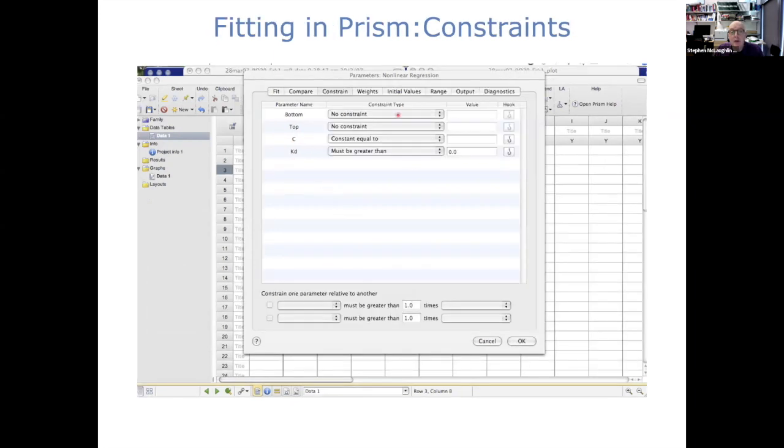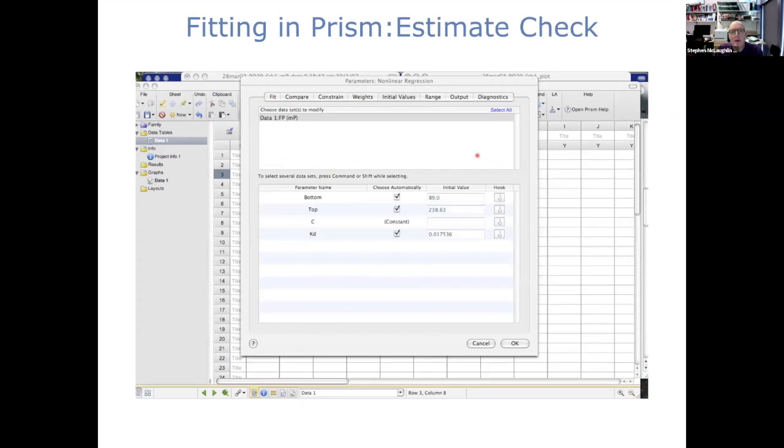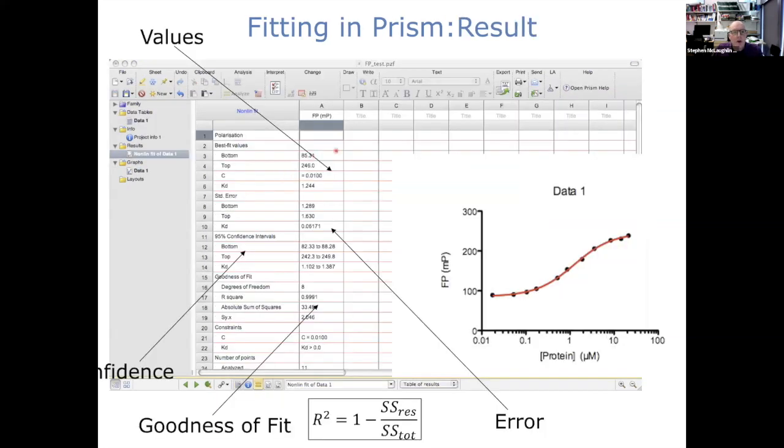We can also constrain these, like say, well, this is going to be a constant. This is the ligand concentration, so we need to put that in there. And we can say, well, okay, the binding constant, that's definitely going to be above zero. We can put initial values in here. There's automatic ones, but we can also put in ones of our own. And then we'll get out a fitting like this.